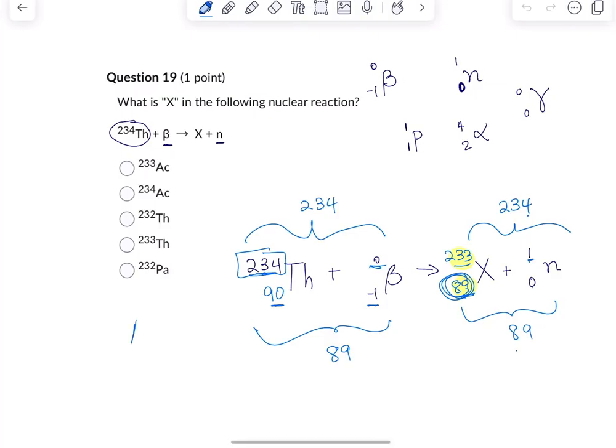So X is the symbol actinium. The top number is 233. The bottom number is 89, which told me that it was actinium. So I'm looking for actinium-233.